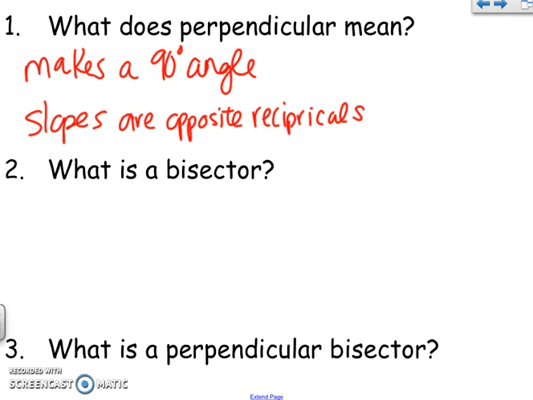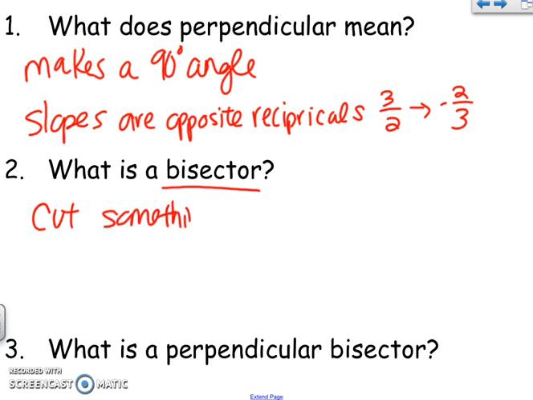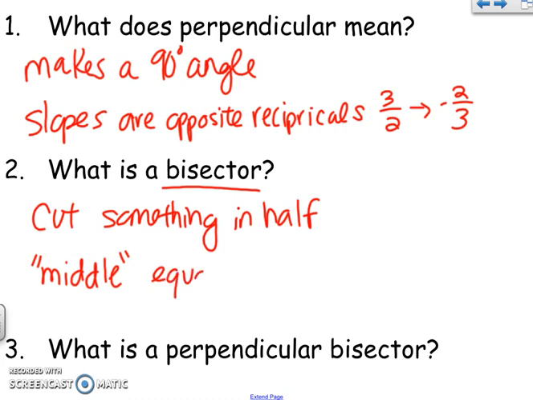Okay, so remember, opposite reciprocals would be if you had 3 over 2, that would be the same thing as negative 2 over 3, one positive, one negative, okay? So a bisector, we know from Module 1, is when you cut something in half. And when you cut something in half, that means you've got 2 equal parts, it's going to happen in the middle. You're going to have equal parts.